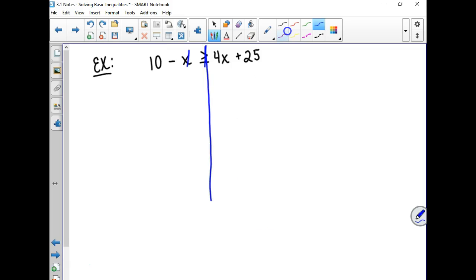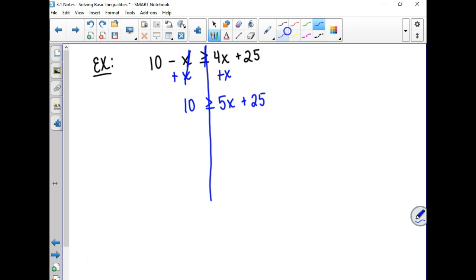We have 10 minus x is greater than or equal to 4x plus 25. So there's no like terms that we can combine on either side. So we want to move our variable first. It just makes things a little bit cleaner if we do that. So I'm going to add x to both sides. So over on the left-hand side, I'll be left with 10 greater than or equal to 5x plus 25. Now I'm trying to get that x by itself.